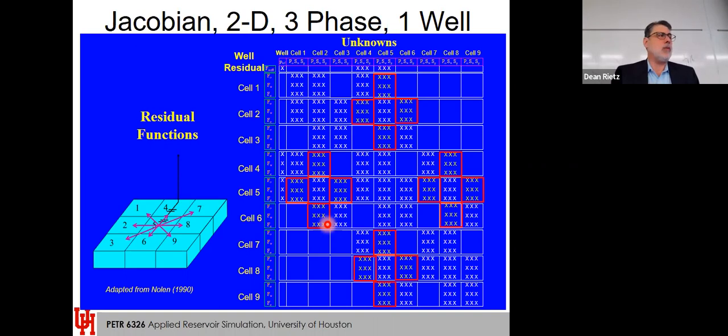Yeah, so when we go to 3D, we add above and below. So that's why you just add 2. You go 5 to 7, 9 to 11.